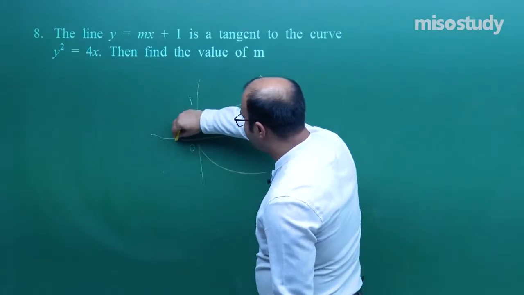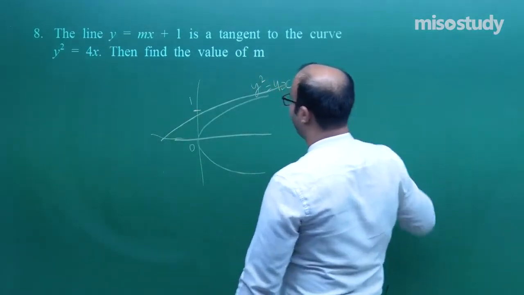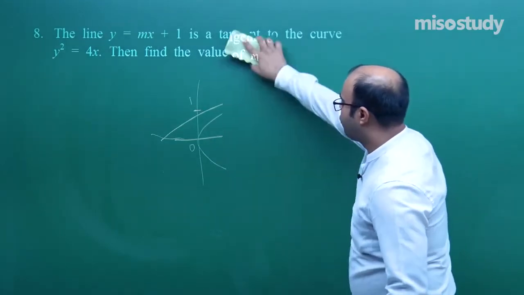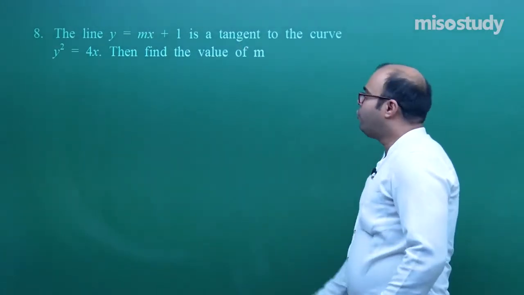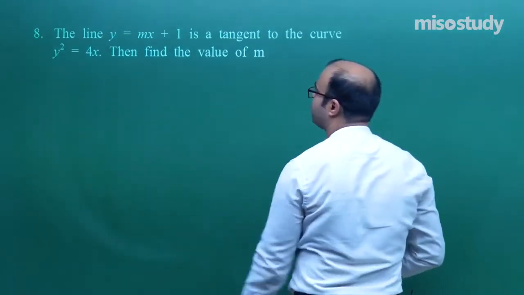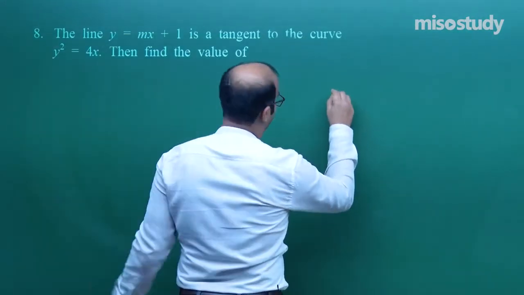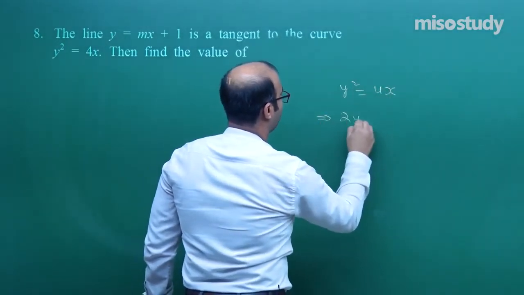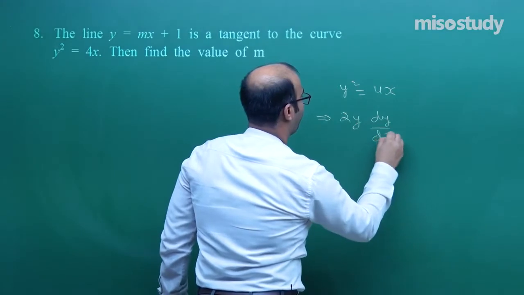So the graph would be something like this. It will go something like this and touch the graph y square equals 4x. This is a rough diagram which I have drawn here. Now you have to find the value of m of that tangent. What we will do is differentiate y square equals 4x. When we differentiate it, 2y dy by dx is equal to 4.